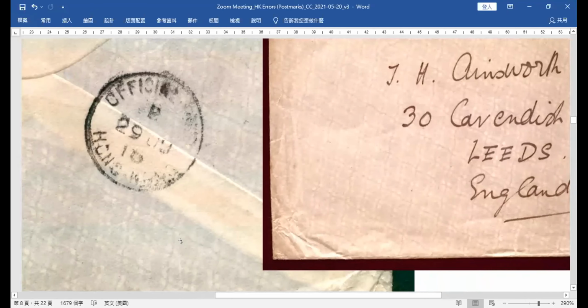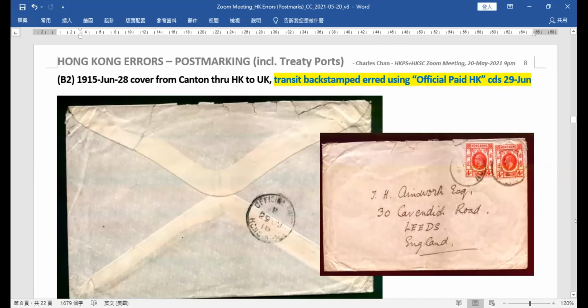I don't know. If it is not, it's got to be an error. You just picked up the chop by mistake. It's hard to explain. Yeah, that's right. Because the point is that the Official Paid CDS, if it was continuously struck in red, and you dip it on the black ink pad and then strike it on the paper, there would be some red inking remains. But you can see it is purely black. Black. Okay. Don't know why. Any questions? Okay.